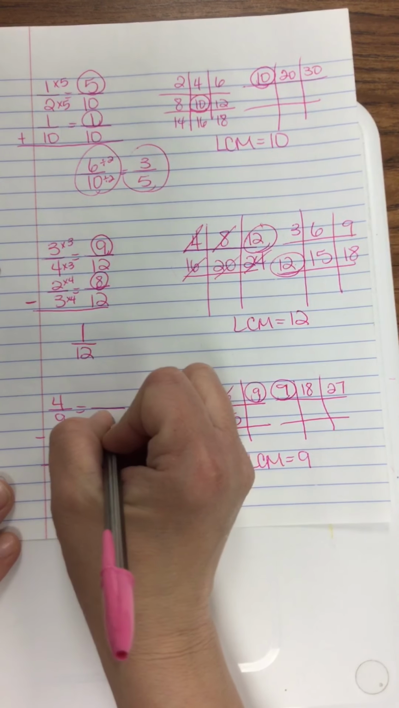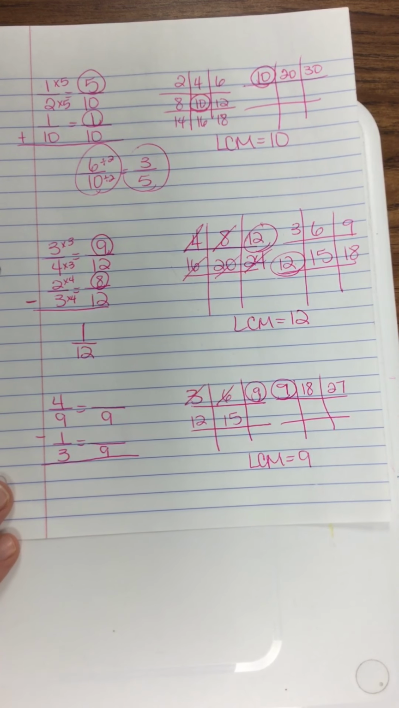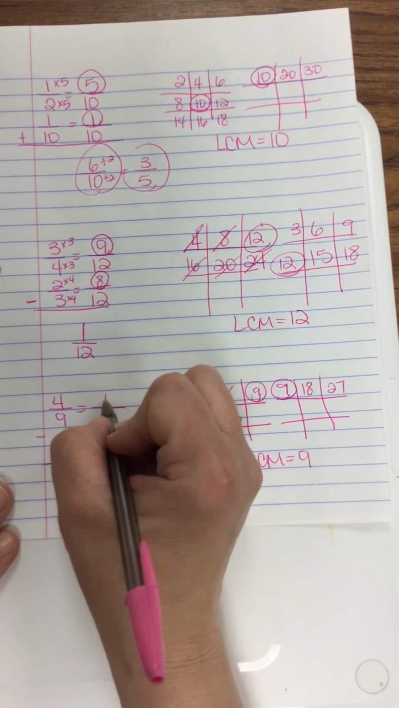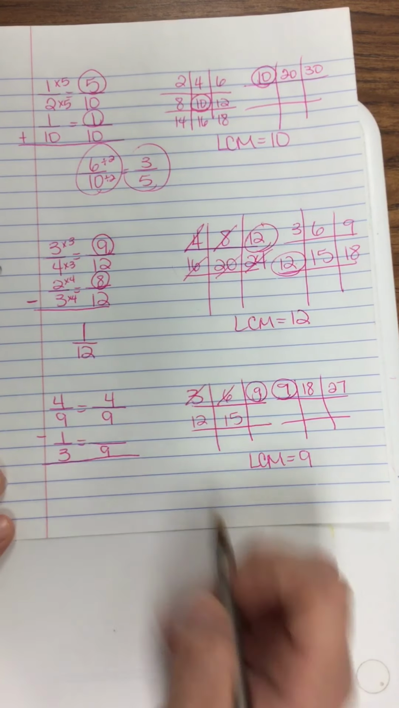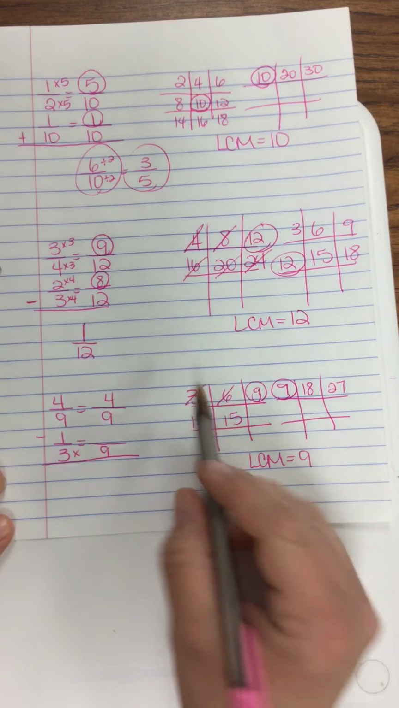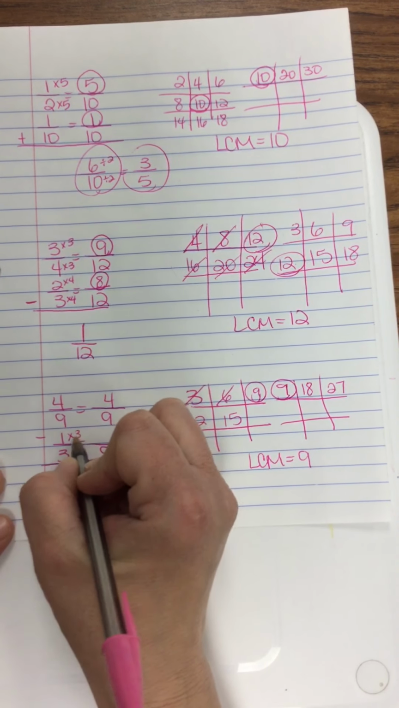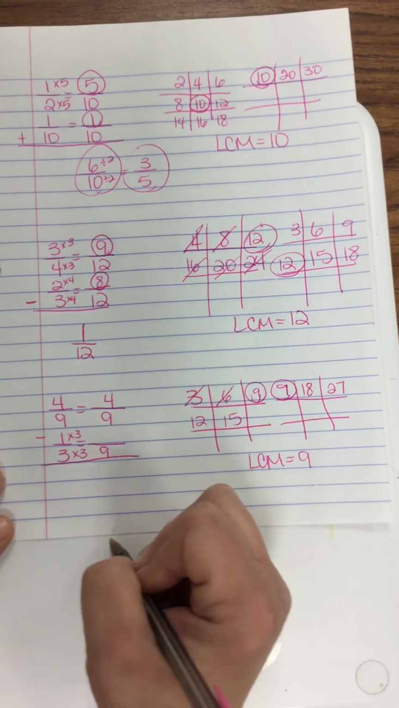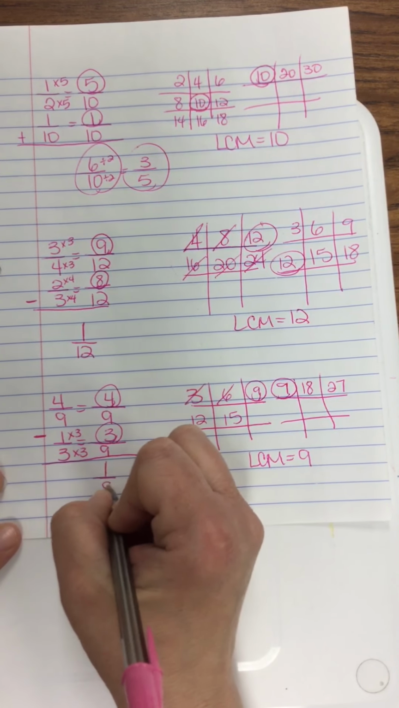So that means I'm going to come over and make my equivalent fractions with 9 as my denominator. Okay, 9 equals 9. So that means 4 is going to equal 4. That fraction stays the same. 3 equals 9. That's times 3. So then I have to do 1 times 3. Because whatever I do to the bottom, I do to the top. 1 times 3 equals 3. And then we're subtracting. So we're going to subtract your numerators. 4 minus 3 is 1. And your denominator stays the same.